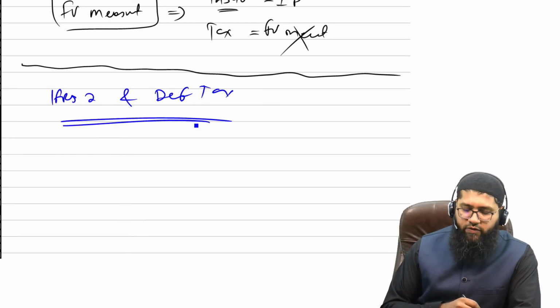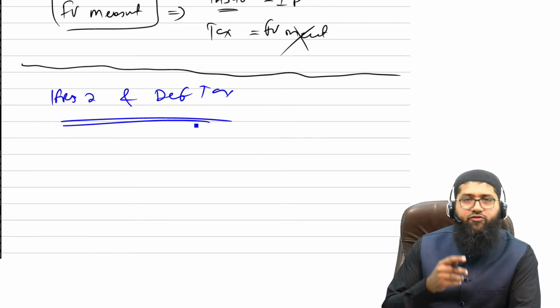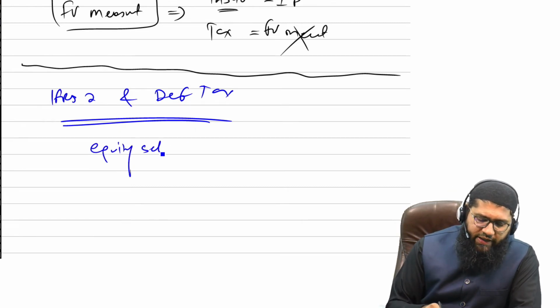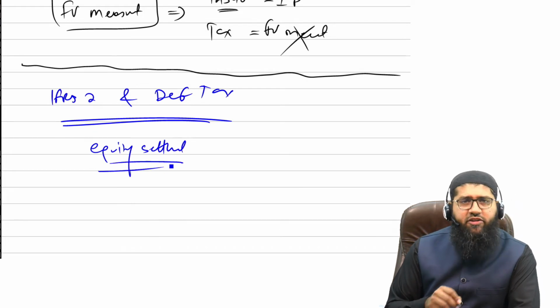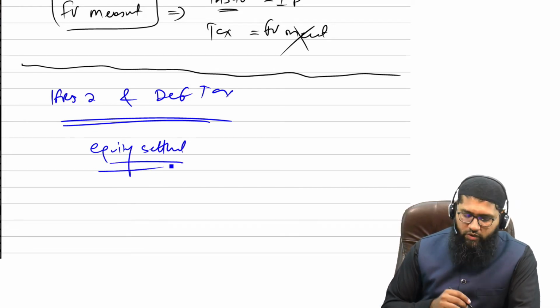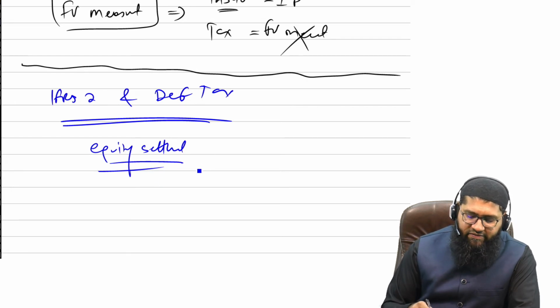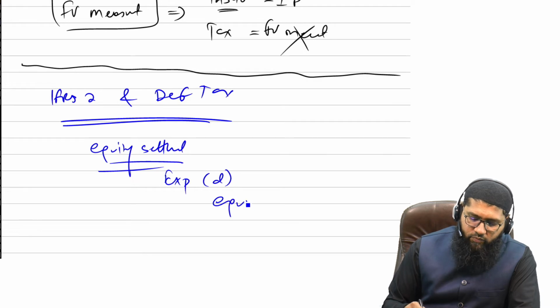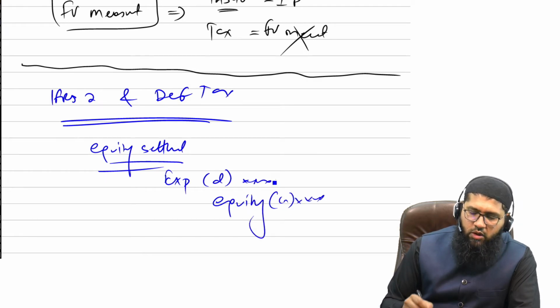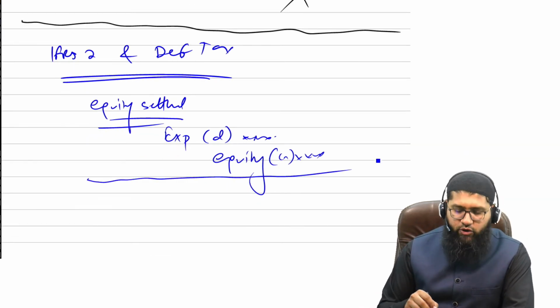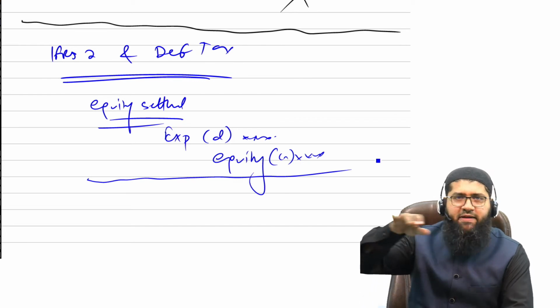So let me just guide you through IFRS 2 and the deferred tax implication. If you have an equity settled or cash settled share based payment transaction, what do we do? Under the equity settled share based payment transaction, we record a transaction like this: expense debit, correspondingly equity credit. And we do it over the vesting period.